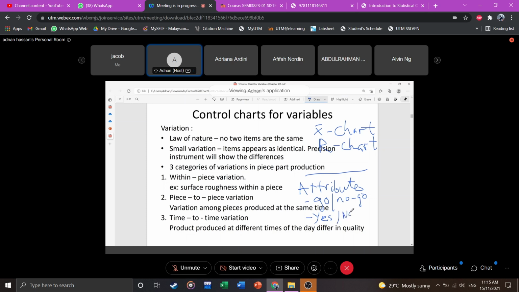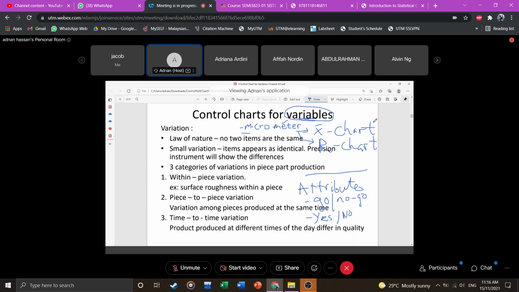But for variables, we are measuring using, for example, a micrometer, where we get measured values. Any instrument that can give values, for example micrometer or ruler or tensile strength, or any equipment, any devices, strain gauge, that is giving values when we do the measurement. So this we call variables. So what chart do we use? We use X bar chart and also R chart.